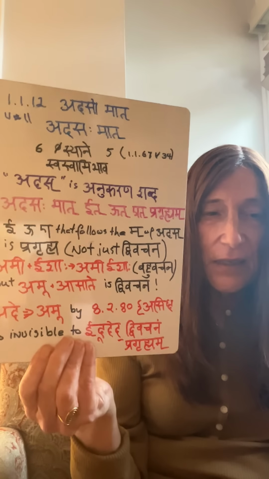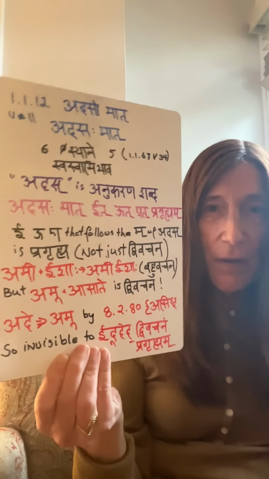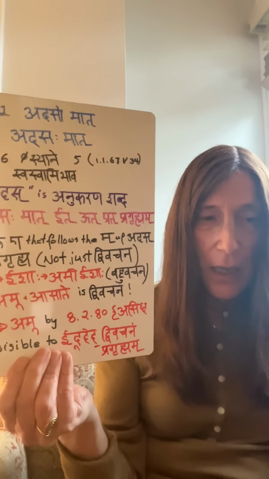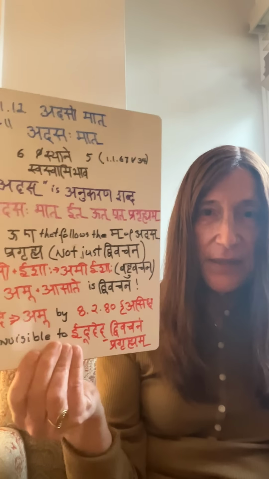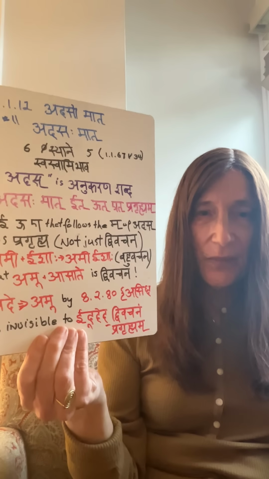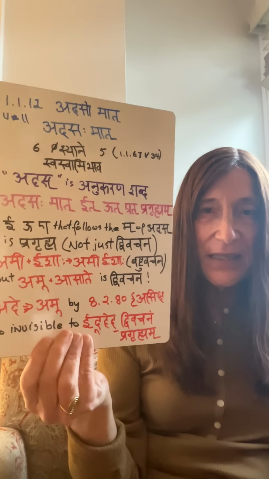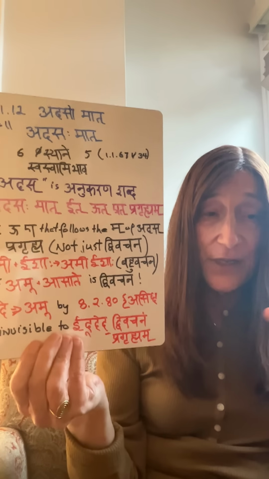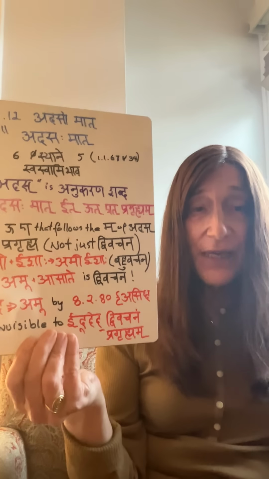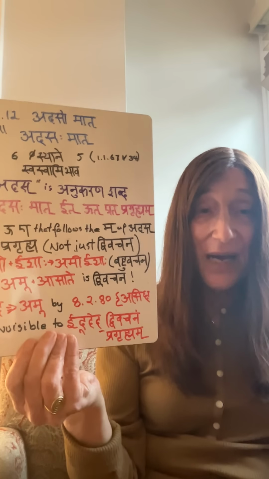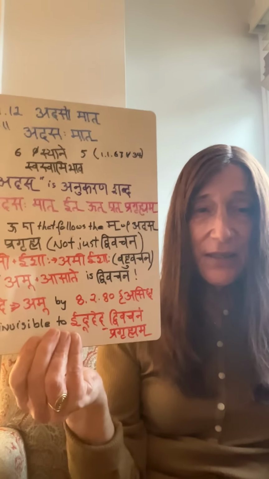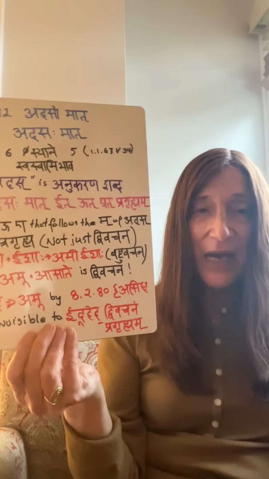So, what pertains to what? Then we have mat. Mat is panchami. Before we think about the panchami part of this, the gist of this combination is that adasaha is pertaining to adas. We'll come back to what exactly that means. Now, mat is panchami, and we have the sutra.